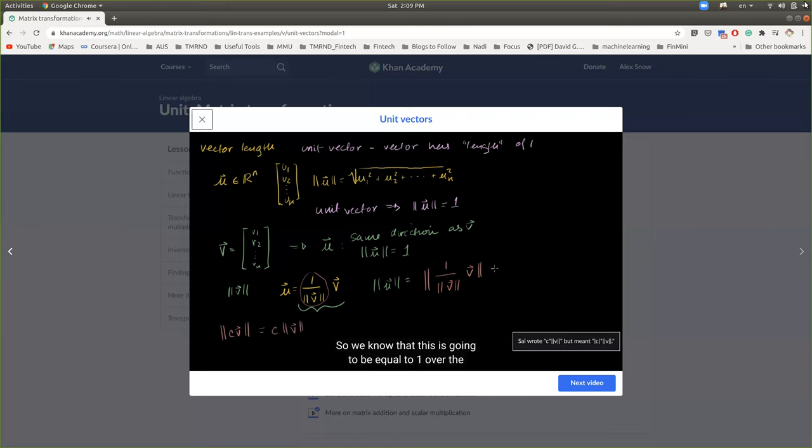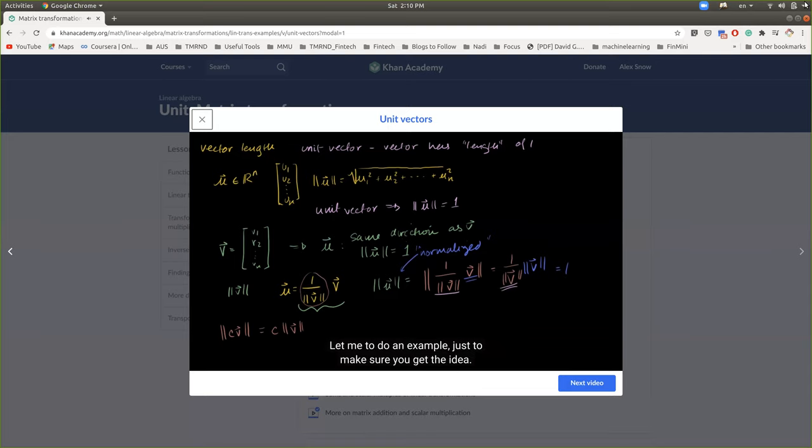So we know that this is going to be equal to 1 over the length of vector v, that's my c, times the length of vector v. Well, what's this going to be equal to? 1 over something times that something. Well, this is just going to be equal to 1. So that's all a unit vector is. If you want to find a unit vector, or sometimes it's called a normalized vector, nice to know, that goes in the same direction as some vector v, you just figure out the length of v, just using the definition of vector length in Rn, and then multiply 1 over that length times the vector v, and this is just a scalar, and then you get your vector u.